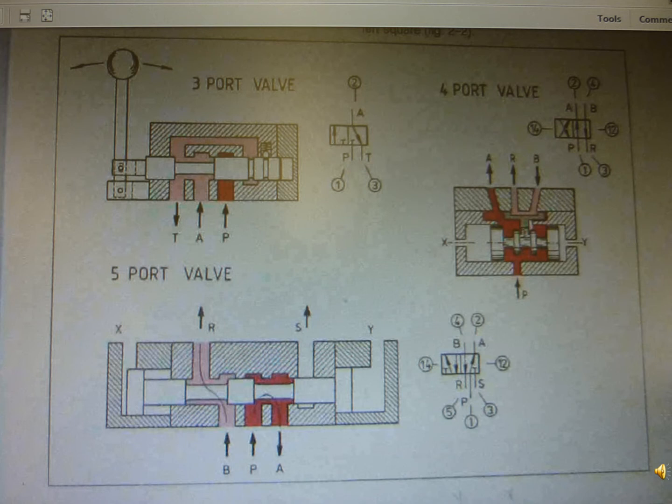Those flow valves are the real physical diagram, and the pneumatics are symbols. The more popular ones are the 3/4 valve, 4/4 valve, and 5/4 valve.